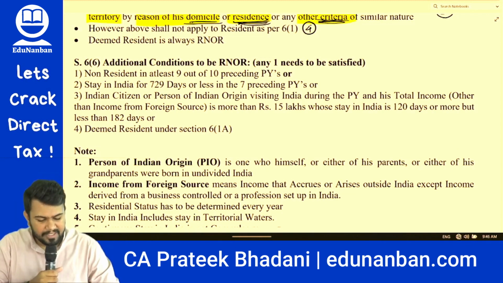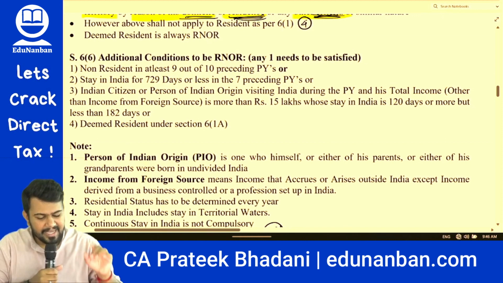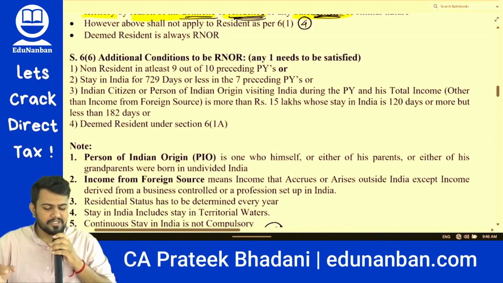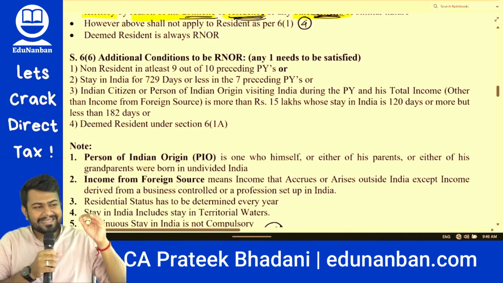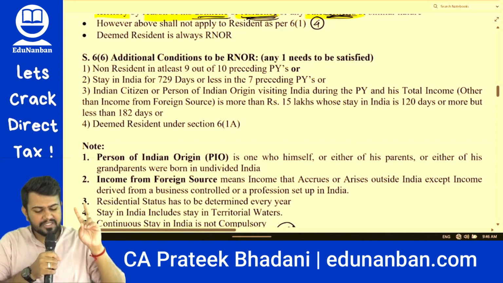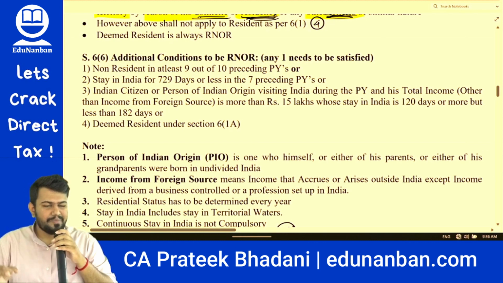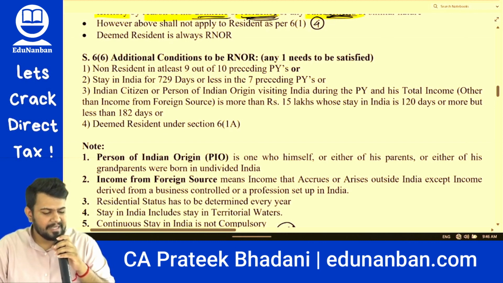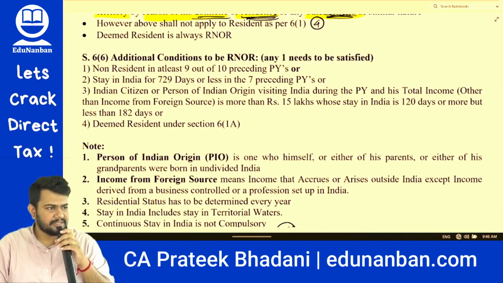So what are the 4 conditions? Section 6 subsection 6, condition number 1. The person should be a non-resident in at least 9 out of 10 preceding previous years. Condition number 2. Stay in India should be 729 days or less in the 7 preceding previous years.